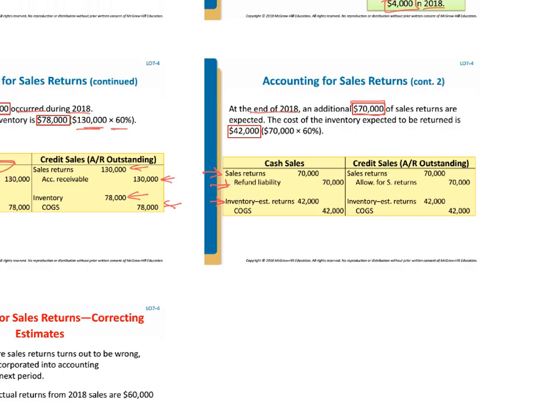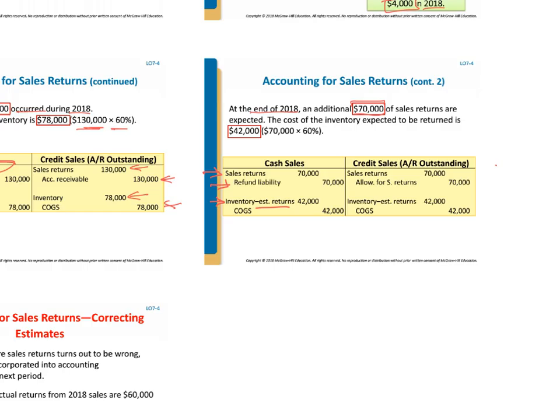Now, notice that this is odd because we don't actually have the inventory. This is going to serve as an inventory account, an asset account, but it's going to be tracked separately from other inventory accounts. And this is because it's estimated. We don't actually have possession of the inventory. We just expect that sales returns are going to take place.